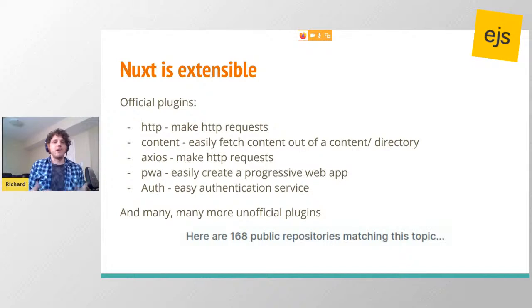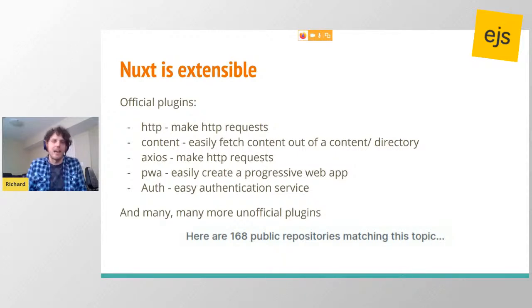All right, so I talked about plugins. So what are those? So Nuxt is extensible. There's a handful of officially supported plugins. So HTTP, content, Axios, the only one presented during the wizard, PWA for easily making progressive web apps, and auth for the authentication service.